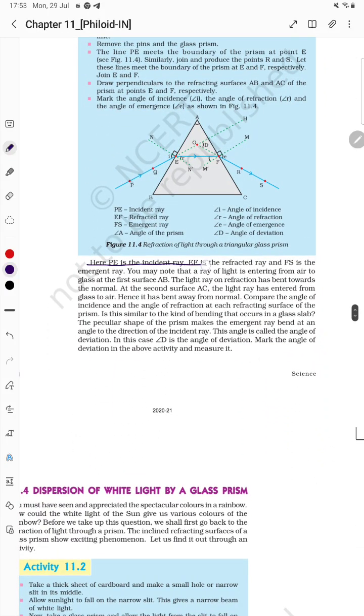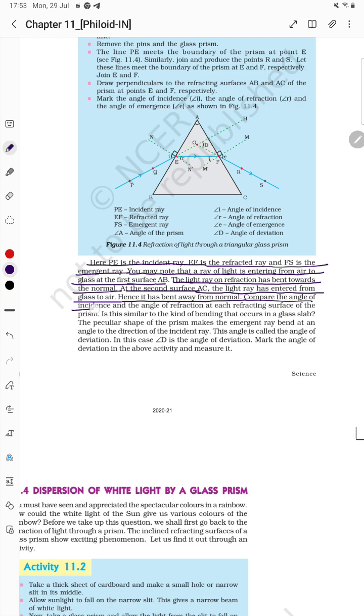Here PE is the incident ray, EF is the refracted ray, and FS is the emergent ray. You may note that the ray of light entering from air to glass at the first surface AB is refracted and bent towards the normal. At the second surface AC, the light ray has entered from the glass to air. Hence, it is bent away from the normal.